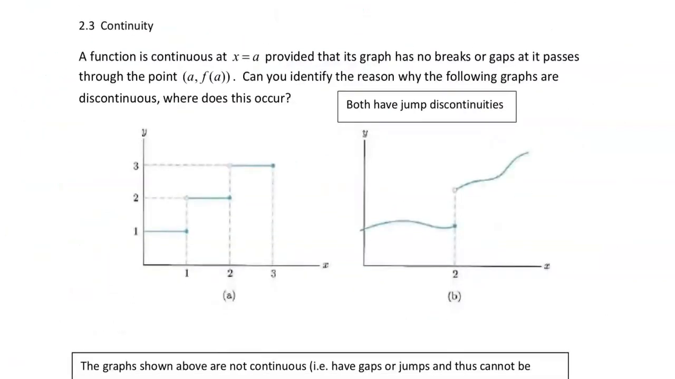Okay, so now we talk about continuity. A function is considered continuous at x, provided that its graph has no breaks or gaps as it passes through that point. Okay, can you identify the reason why the following graphs are discontinuous?